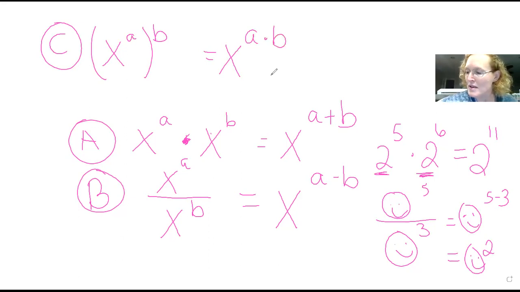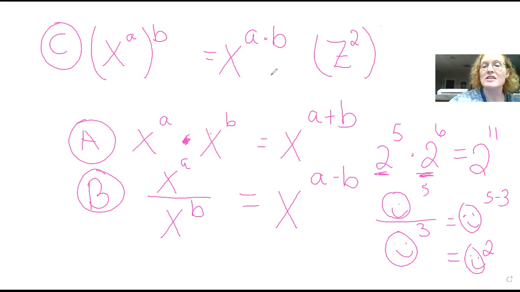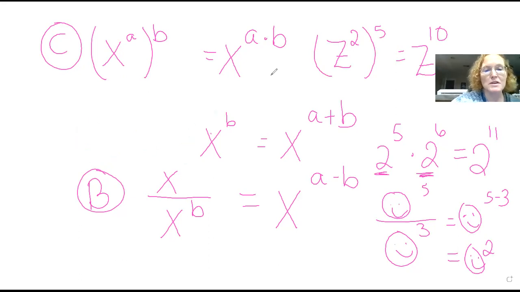And okay. So let me give you an example of that one. And then we're going to put all of these in problems. But if you want an example, I'm going to use a different variable. I'm just going to use Z squared and then to the fifth. And so that would just be Z to the 10th, because you would just multiply 2 times 5. Okay. So that one's not too bad. We kind of like that one. I personally think that one's the easiest, but, you know.